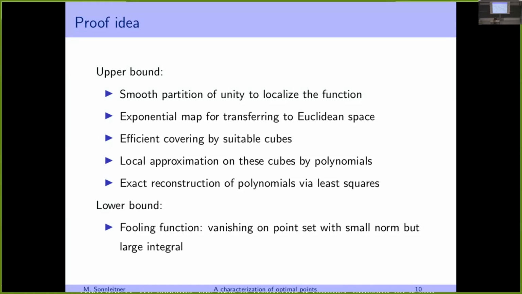It's a technique which I won't describe in detail here, but let me say just that it uses local approximation by polynomials on these cubes, which are in the covering. And then we can reconstruct these polynomials on these small cubes via a least squares algorithm. This gives us the upper bound. And for the lower bound, we use a common approach via fooling functions. So we use a function which vanishes on the point set and has small norm and large integral. For the construction of such a function, we again use the Riemannian structure and map from the Euclidean space to this manifold.